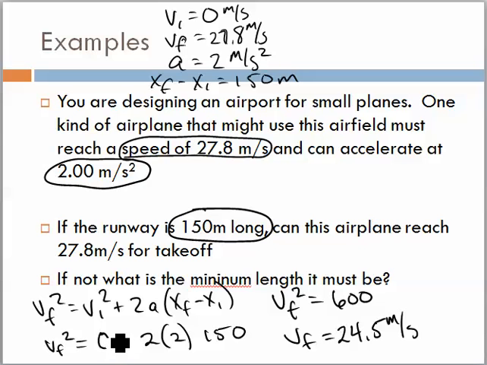The initial velocity: it started from a stop, so the initial velocity was 0. We like zeros. You're going to really come to like zeros. The acceleration was 2 meters per second squared. The total displacement was going to be 150 meters. Once you multiply, I get VF squared equals 600. I hit square root and I get the final velocity is 24.5 meters per second.